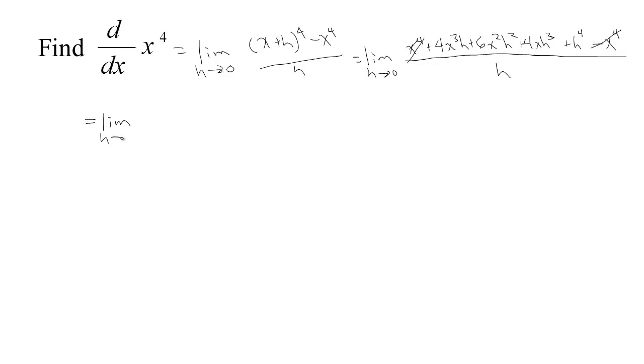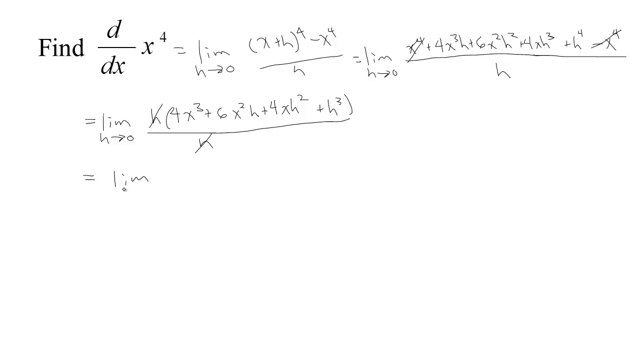So we'll have the limit as h tends to 0 of h times (4x cubed plus 6x squared h plus 4xh squared plus h cubed), all divided by h, and of course those h's, being common factors, cancel. So we just need to find the limit as h tends to 0 of 4x cubed plus 6x squared h plus 4xh squared plus h cubed.